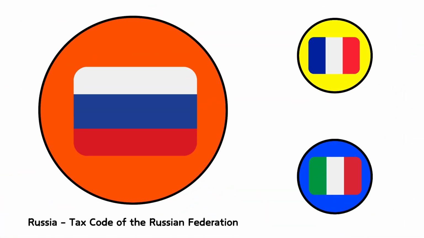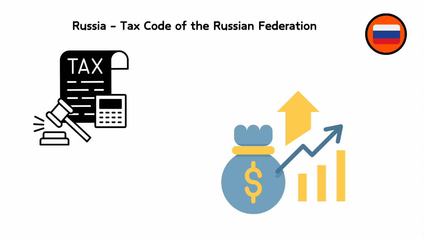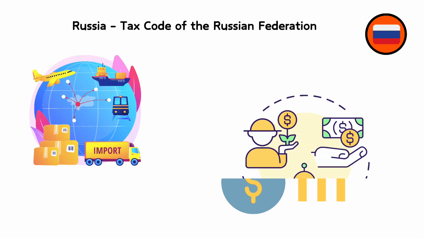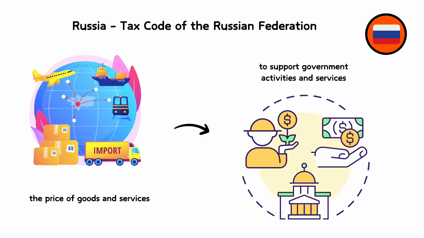Russia, Tax Code of the Russian Federation. Russia's tax code is a collection of all the tax laws in the country. It explains how much tax you need to pay on things like your income and the profits a business makes. It also talks about VAT, which is added to the price of goods and services. This code helps manage how money is collected to support government activities and services.